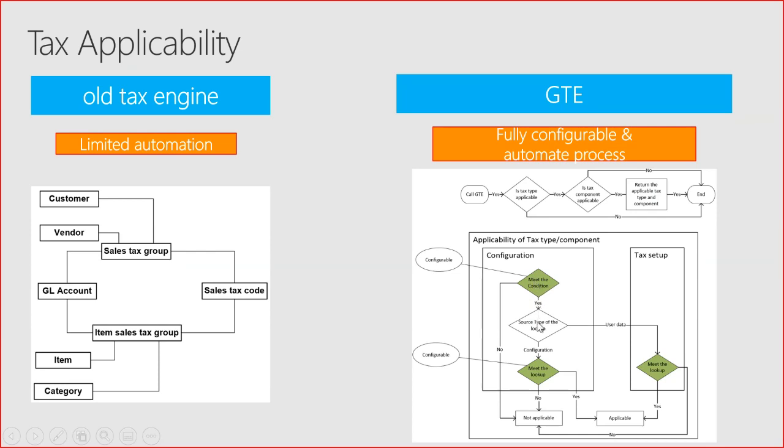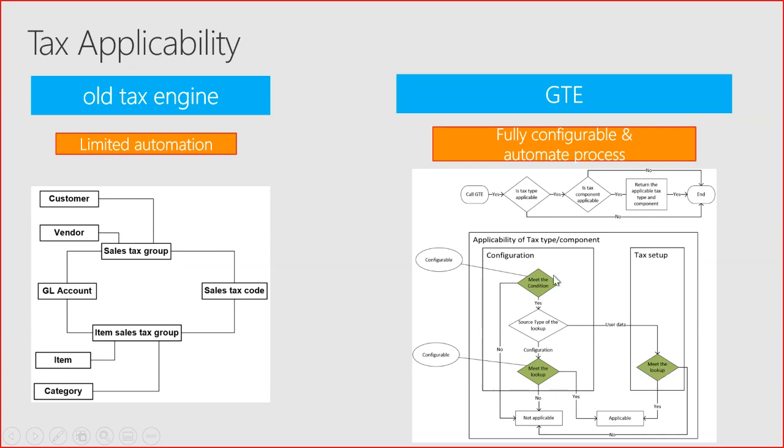If it is satisfied, it will further check the lookups, the type of lookup. If the type of lookup is configuration, the system will further check whether the lookup you defined in the configuration is satisfied. If yes, then this type is applicable. If not, of course, it's not applicable. And there's a possibility that you define the lookup with the source type as user data. Then the system will check the lookup you defined in the tax setup.